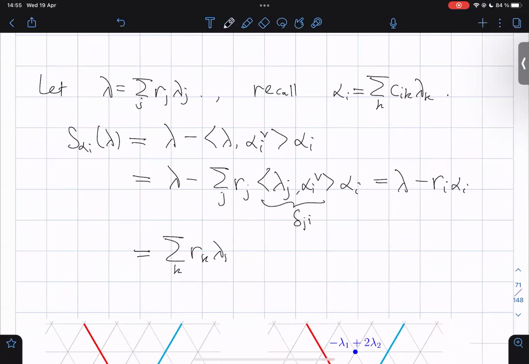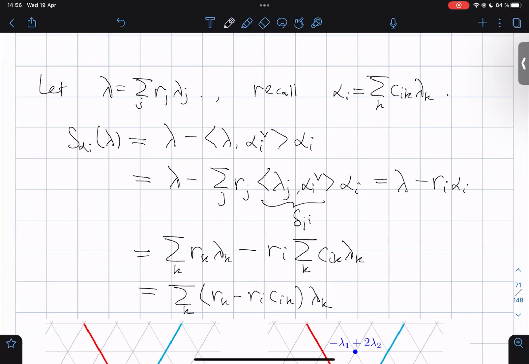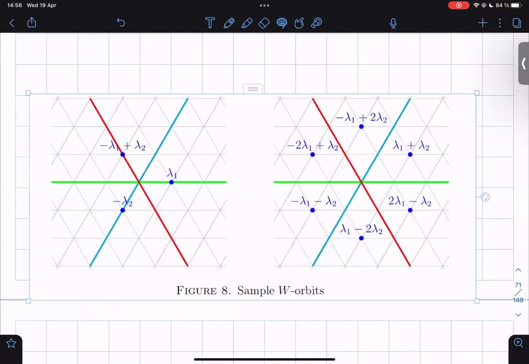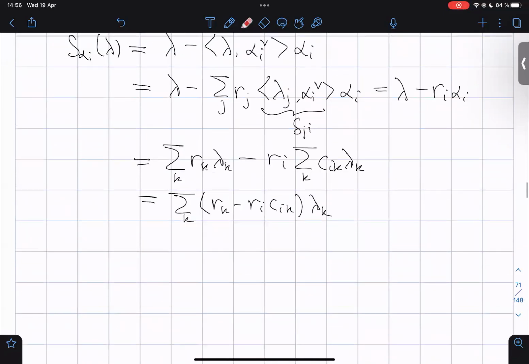Okay, so Rk lambda k minus Ri, I'll use this formula over here, lambda k. Let's just collect everything in terms of the lambda k basis. We have rk minus ri cik lambda k. So these coefficients, I gotta move this stuff again. These are my new coefficients.